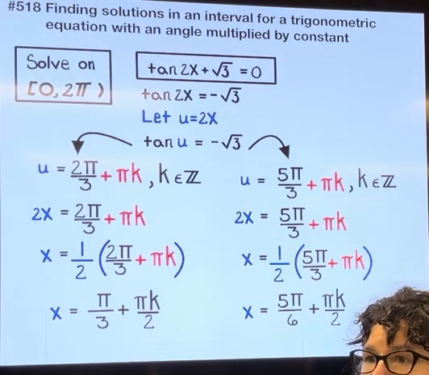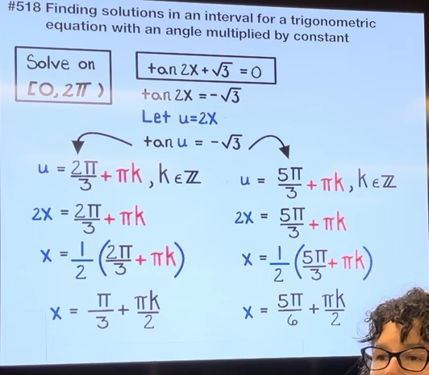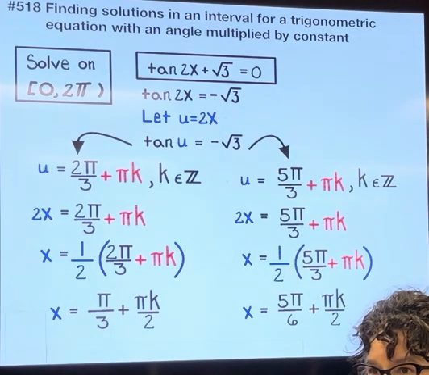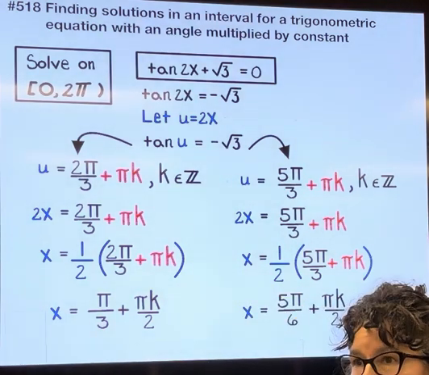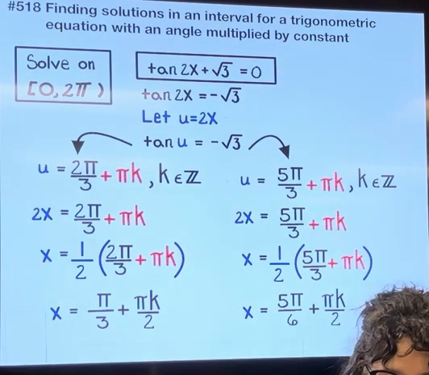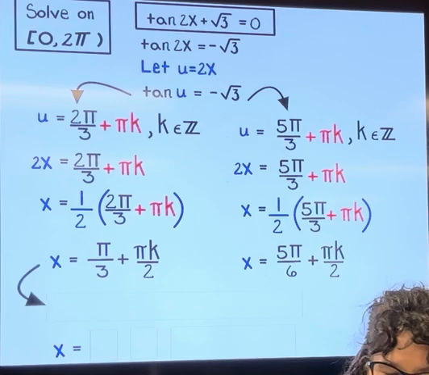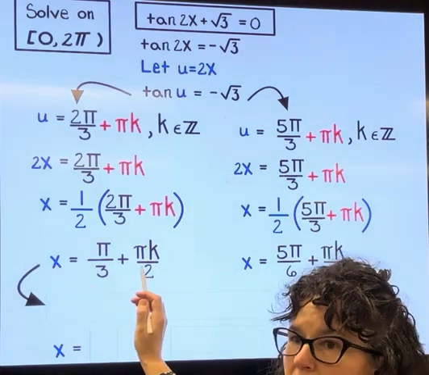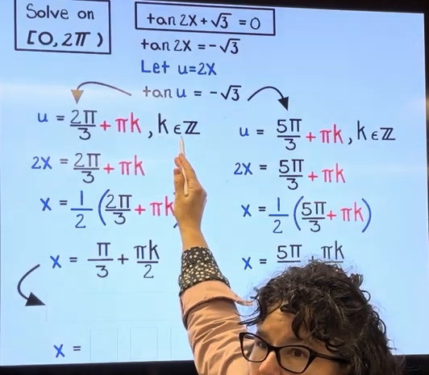And the angles, normally there would only be 2 answers or 4 answers. We wouldn't have very many answers. But because of this substitution, we're going to get more answers. So how do we get those answers from 0 to 2 pi? Well, what we want to do is we're going to use this equation, and k is my integers.